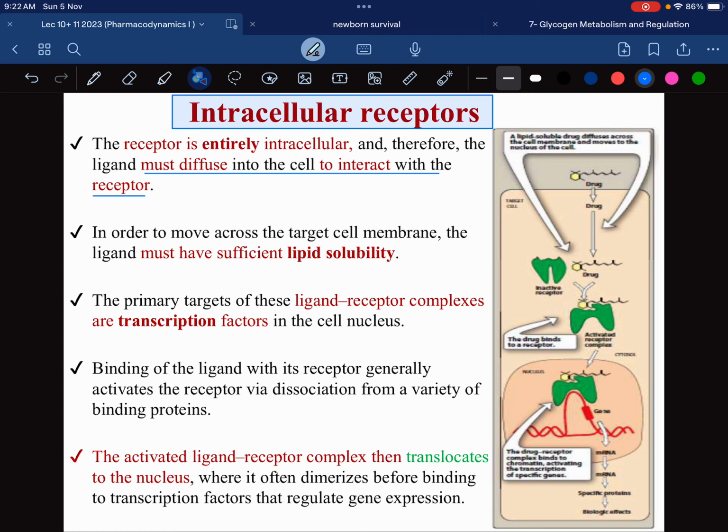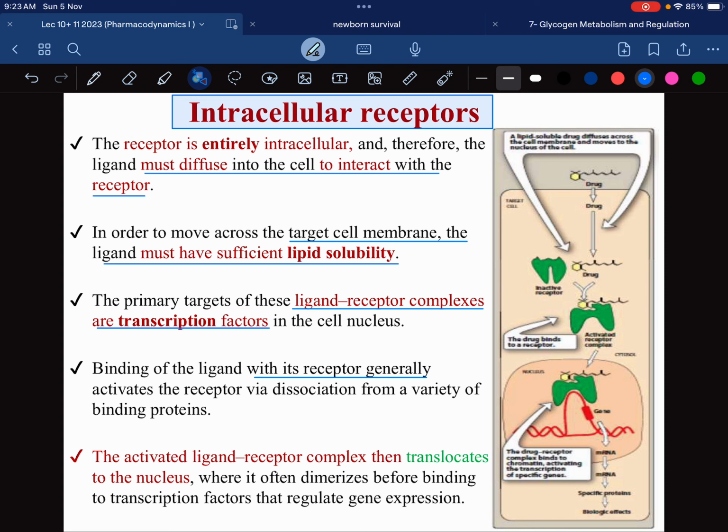It needs to be a very hydrophobic compound, so it can enter the cell membrane, then the nuclear membrane, until it reaches the receptor. In order to move across the target cell membrane, the ligand must be sufficiently lipid soluble. The primary targets of these drug-ligand receptor complexes are transcription factors in the cell nucleus. Binding of the ligand with its receptor generally activates the receptor by dissociation from a variety of binding proteins.